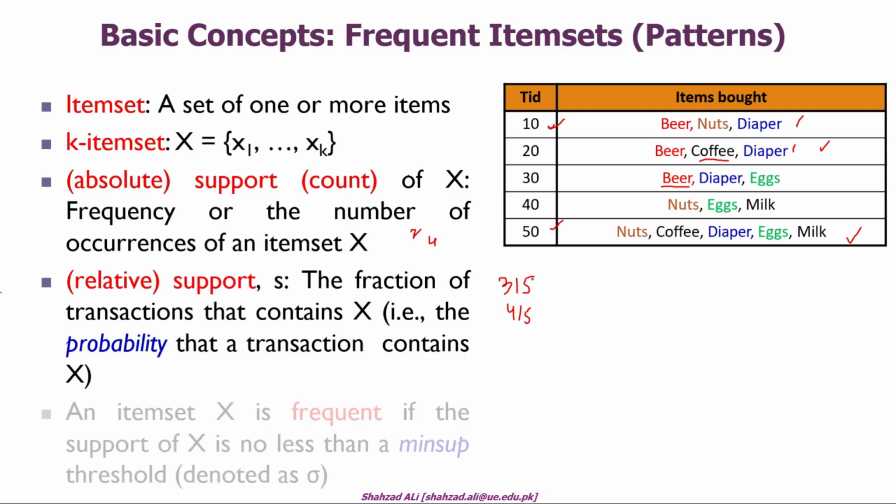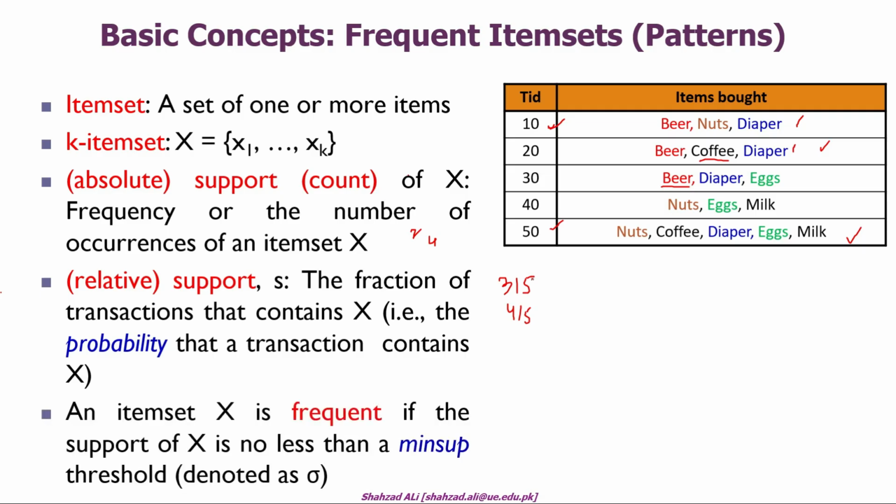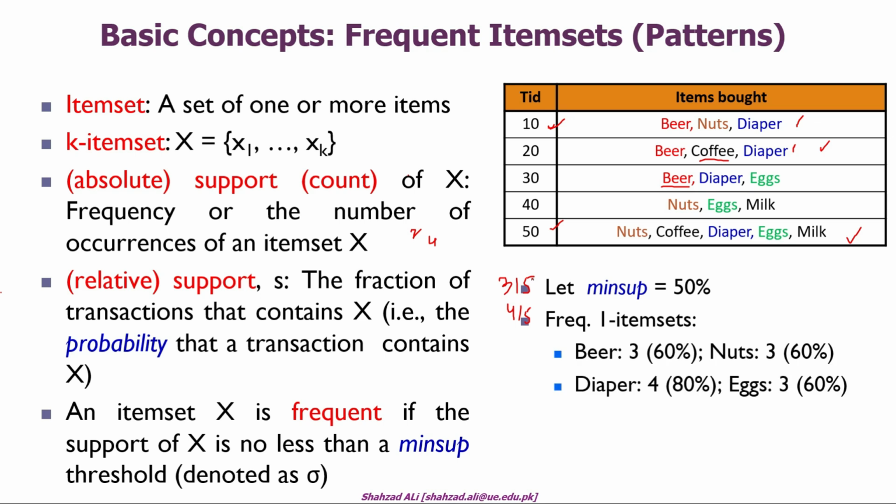So you may see whether an item set X is frequent or not. If the support of X passes a minimum support threshold value, for example, if we set the minimum support threshold to 50%, then we can find the frequent 1-item sets in this data set. There are 4 of them. Like beer, you can see there are 3 cases. Its absolute support is 3 and the relative support is 3/5, which is 60%.